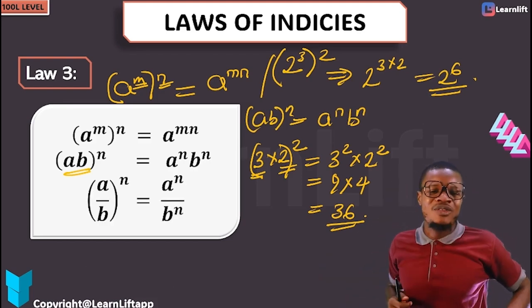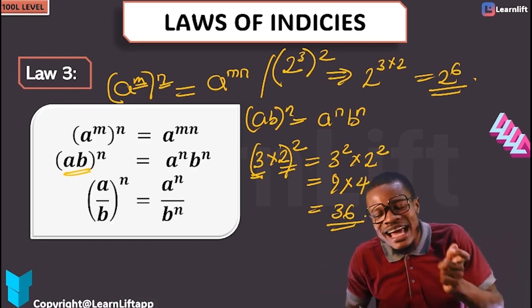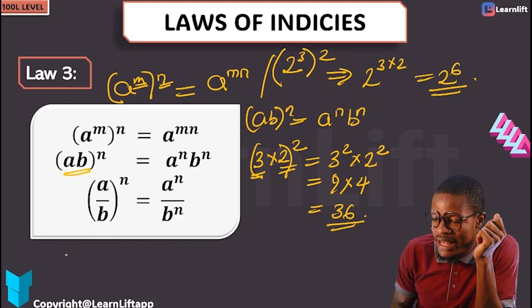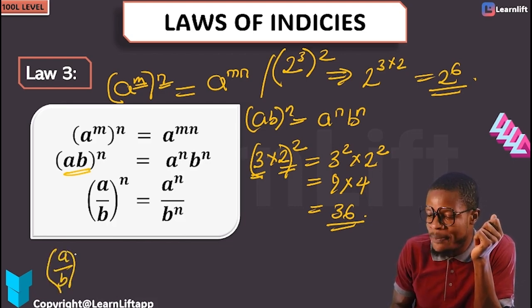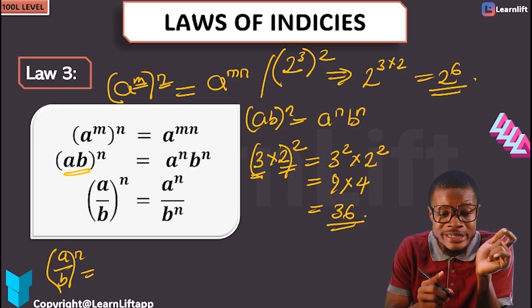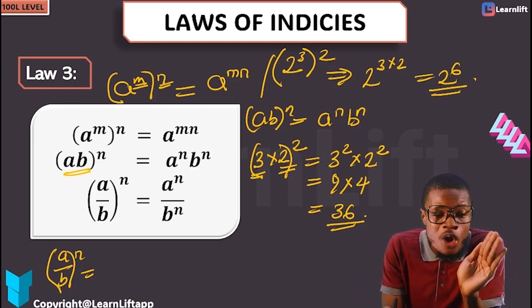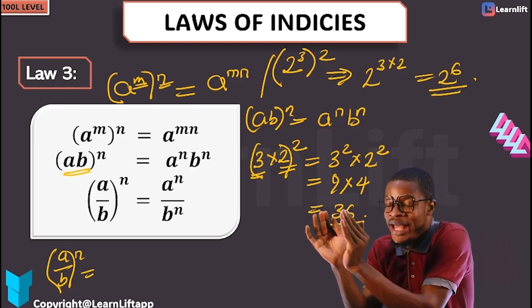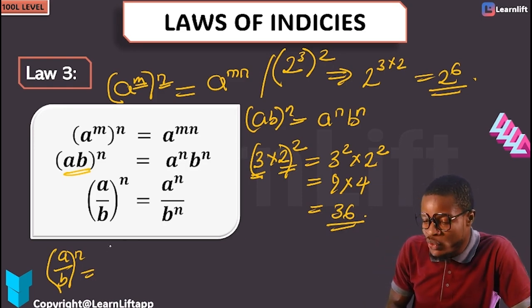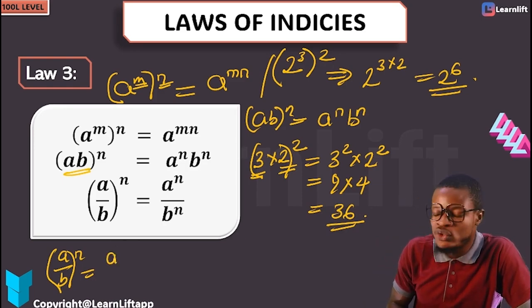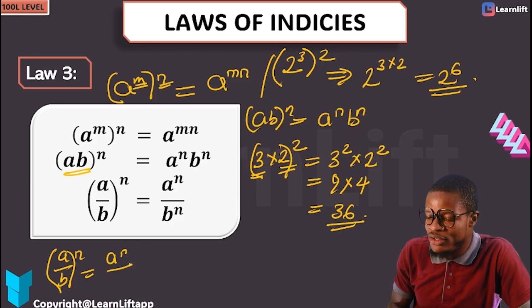Look at another lovely stuff here. Let's say we have our A raised to the power A all over B, all of this now raised to the power of n. What is it going to give us? Now this is very simple. All we are saying is A carry your n, B carry your n, everybody go your way. What is it going to give us? It's going to give us our A raised to the power of n all over your B raised to the power of n.